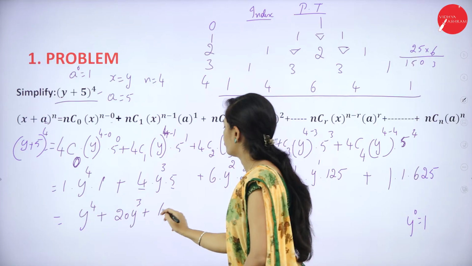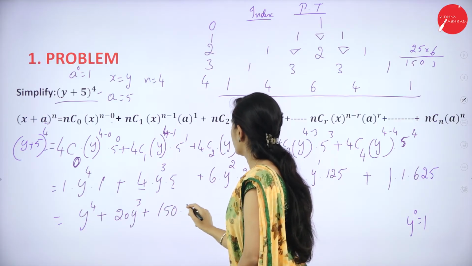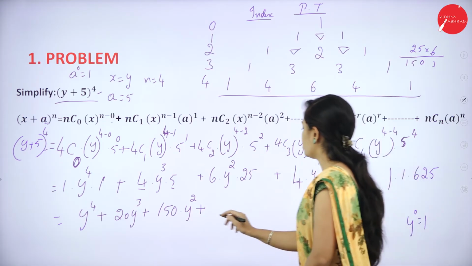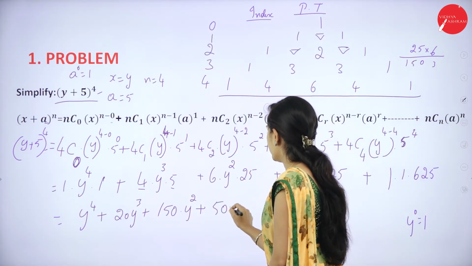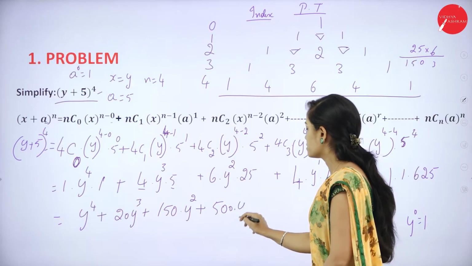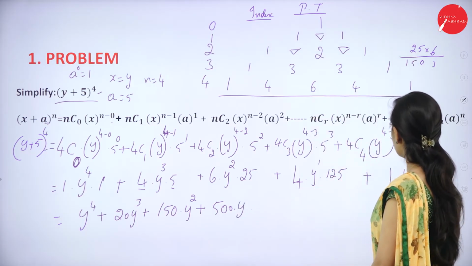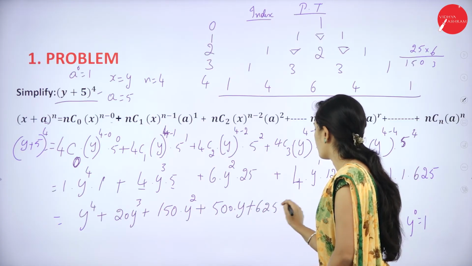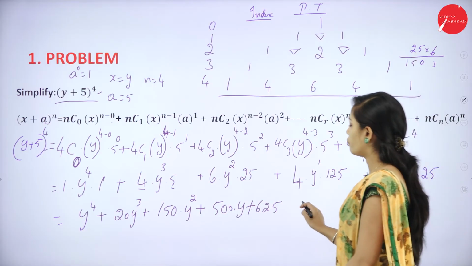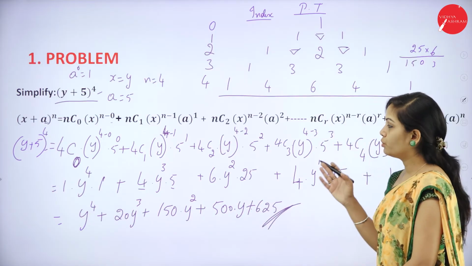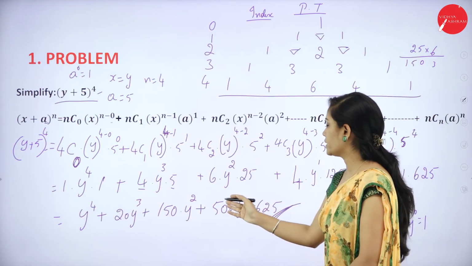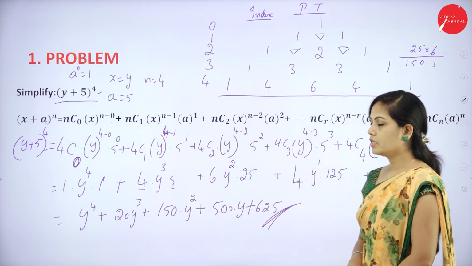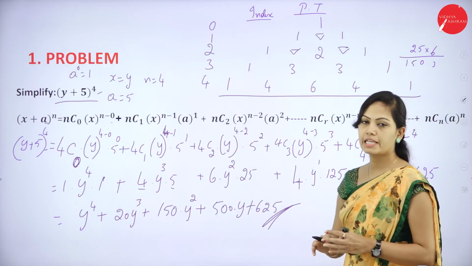It is 150 into y square plus 125 into 4 is 500 into y power 1, that means 500y, plus 625. So, this is your final expression. Your n value is 4. So, how many terms are there? 1, 2, 3, 4, 5. 5 terms are there. So, this is the final expansion.